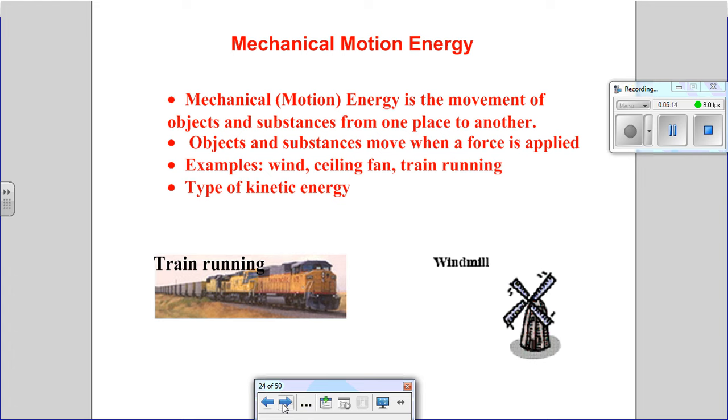Oftentimes you can say if something has kinetic energy, it would also have what we call mechanical motion energy because it is moving. So it is also a type of kinetic energy. A train running or a windmill spinning would be examples of mechanical motion energy. So most of the things that you have already classified as kinetic energy would also be considered mechanical motion energy.